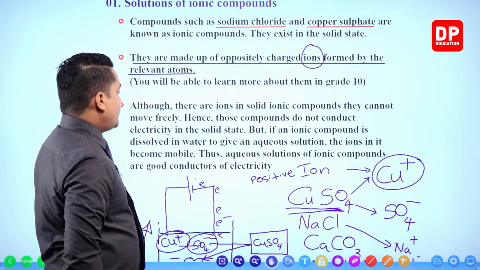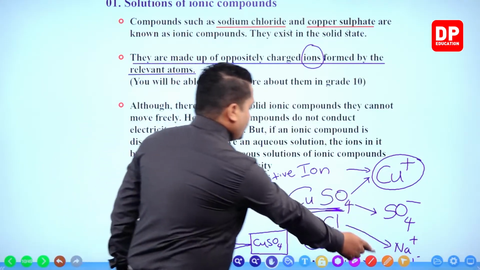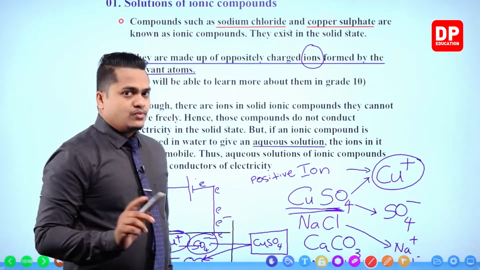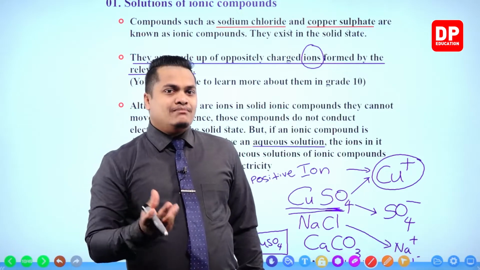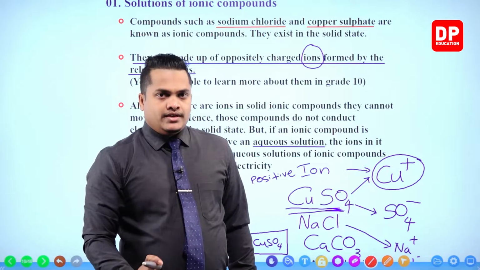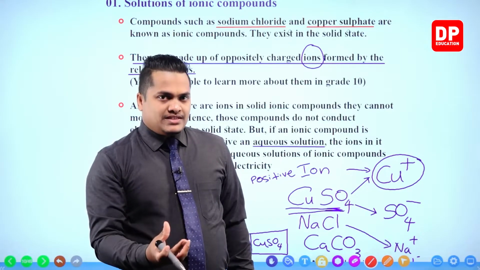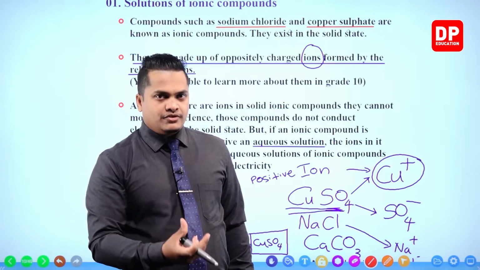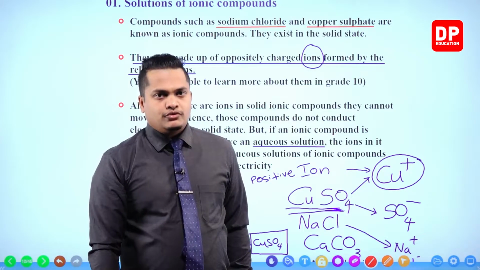But if an ionic compound is dissolved in water to give an aqueous solution, now what do you mean by an aqueous solution, my dear children? Aqueous solution means when you mix a certain substance with water, the solution which is made is referred to as an aqueous solution. Aqua means water.